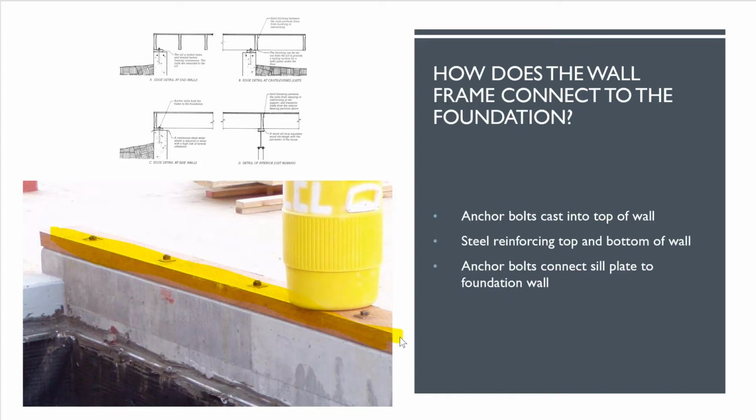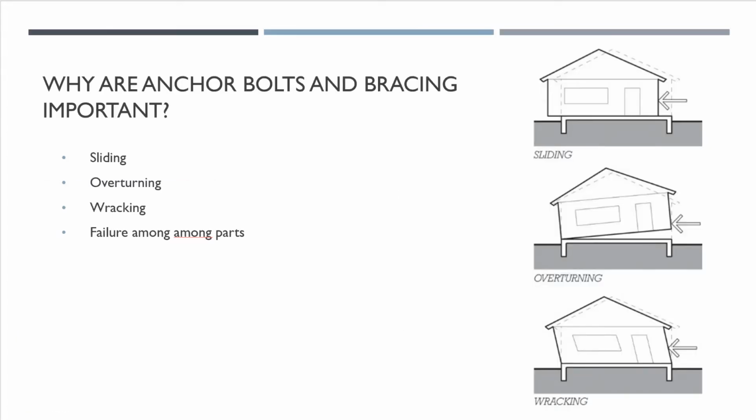This is an extremely important connection because, as you know, the foundation is what anchors our home. And that's important because it allows our home to not slide off the foundation, as in that top picture, to overturn, or for failure among parts, or in more of a racking situation, which our sheathing helps with. But those anchor bolts are very important to keep our home solidly connected to the foundation.